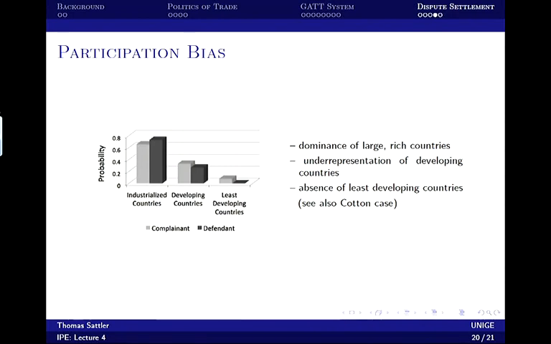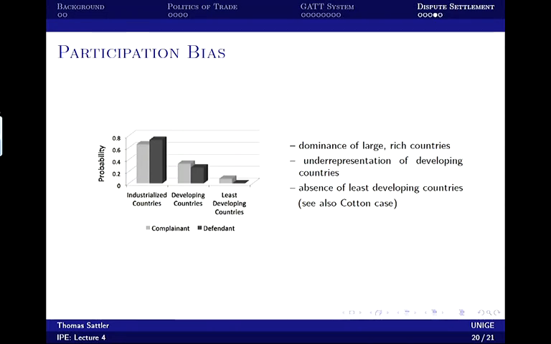Is it just power? Is it just capacity? What could be another reason why the rich and big countries are more involved in disputes than the poor countries and the small countries? So they have more interest in trade, so they trade more. If you trade more, it's more likely that you encounter a trade barrier that's inconsistent with WTO law. So simply the size of the country and the amount of trade that they have could lead to this outcome without any bias and any power problem, right? That could be an explanation.